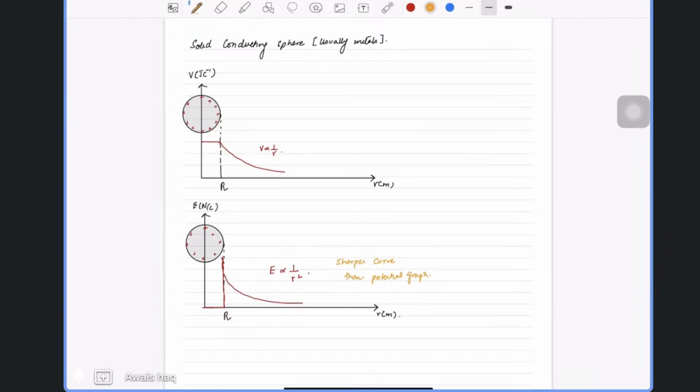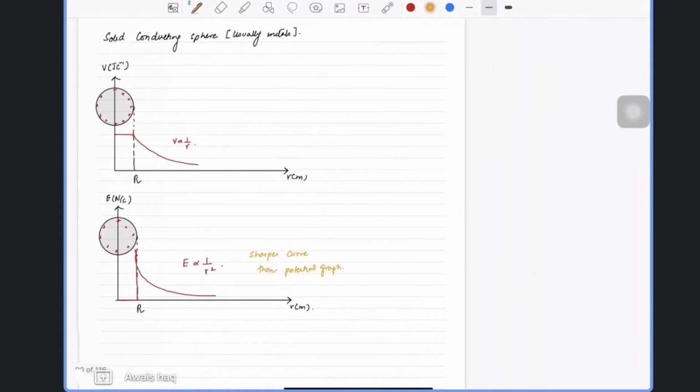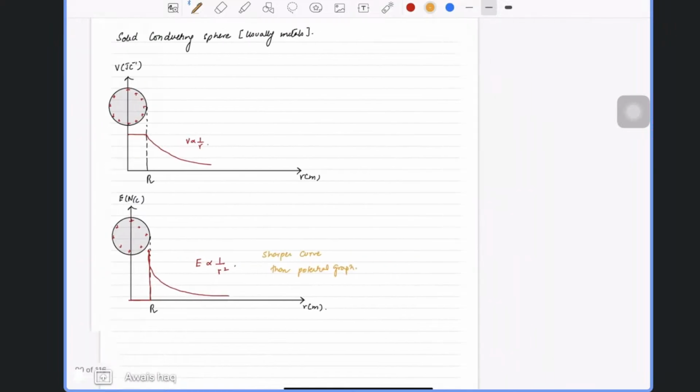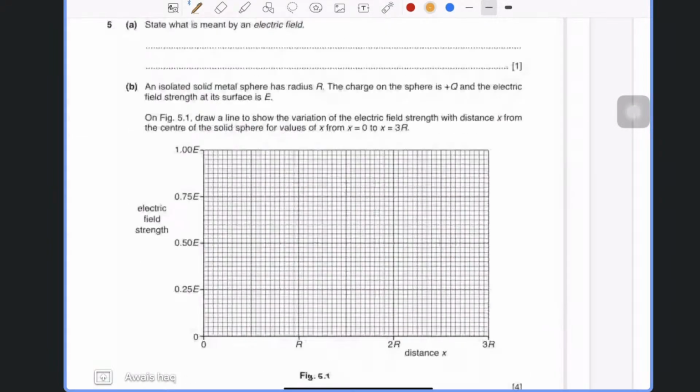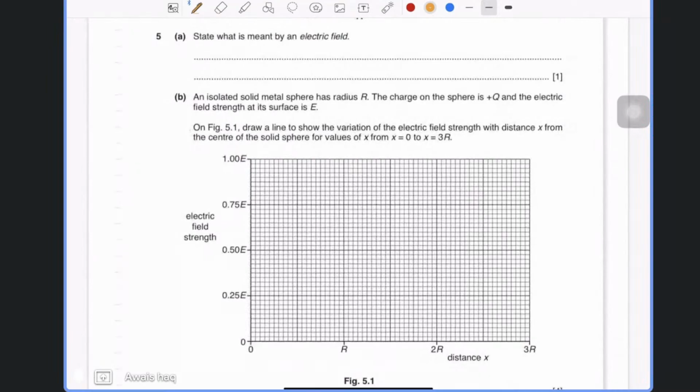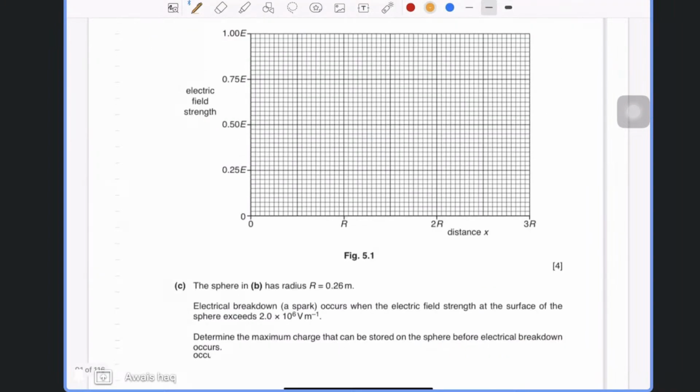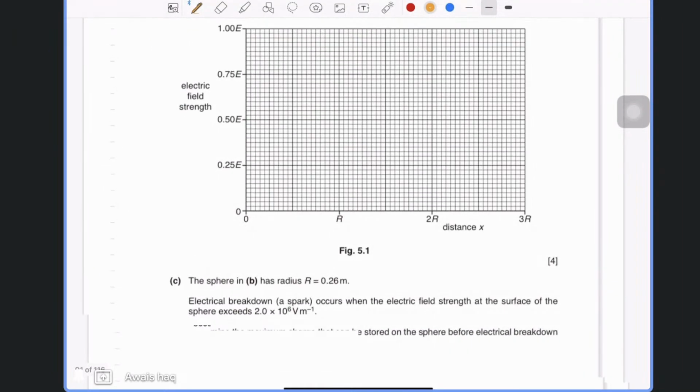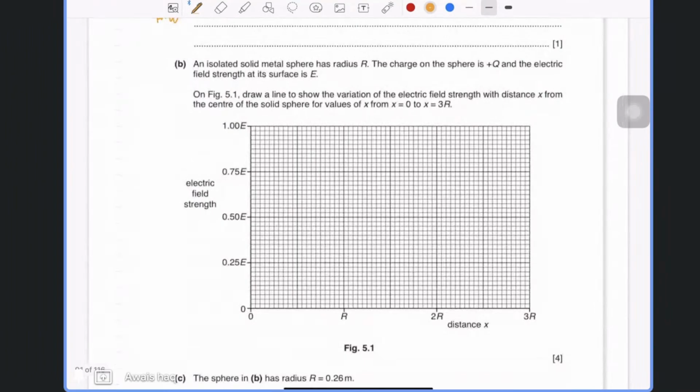All right, so then let's go forward and talk about the question here. It says what is meant by electric field. You have to do that yourself, homework. But this one says there is a solid metal isolated sphere, radius r, charge on the sphere is q, and electric field strength is E. So you have to draw the lines from 0 to 3r.